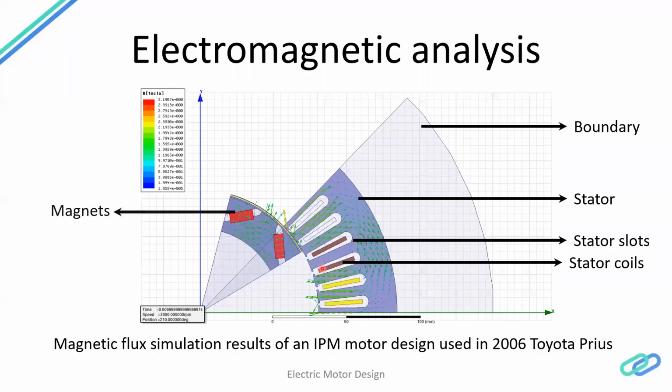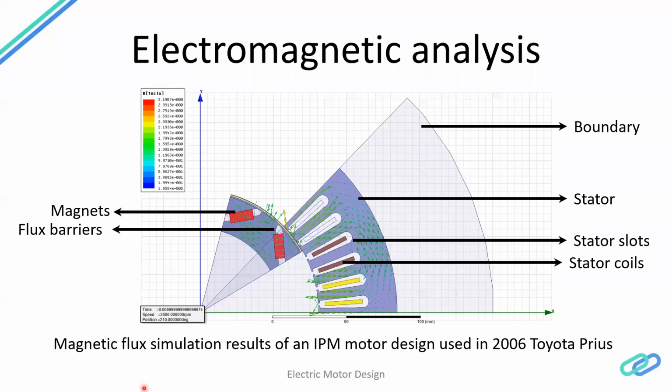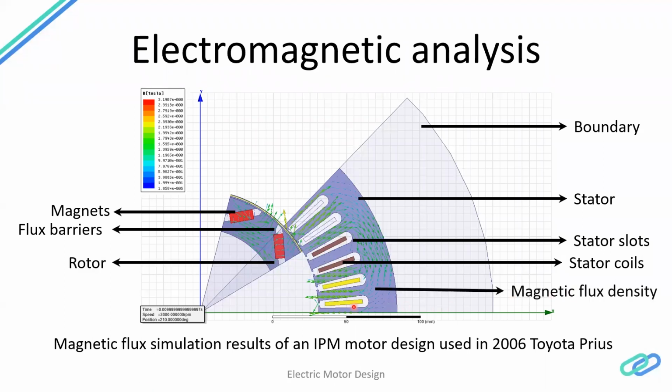Once you have stator coils, then you have magnets, then flux barriers again. The dimensions of the flux barriers are determined in such a way that your torque pulsations are reduced, but at the same time you get higher torque because it adds a reluctance path to your model. And then you have the rotor, and magnetic flux density is just magnetic flux per area, so you can calculate that once you have the final results. That's a good electromagnetic analysis result, which can be interpreted as being designed properly.